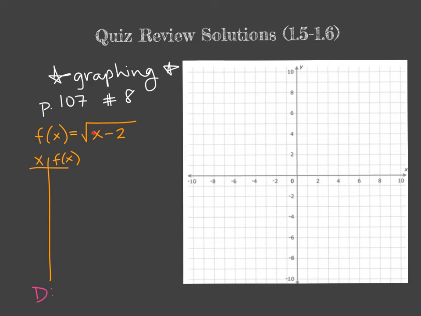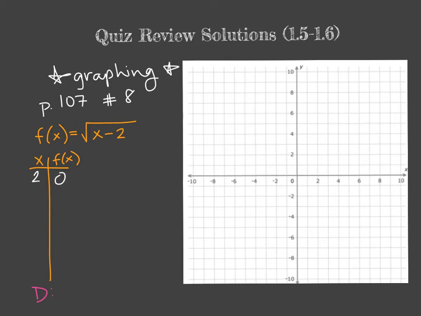Like, what's the smallest number we can plug in? Well, the smallest number that can be under a square root is 0, right? We can't take the square root of anything that's negative. So we can take the square root of 0. What would make this 0 in here? If we plugged in 2, then we'd have 2 minus 2. So if we plug in 2 for x, we'll have the square root of 0, which is 0.